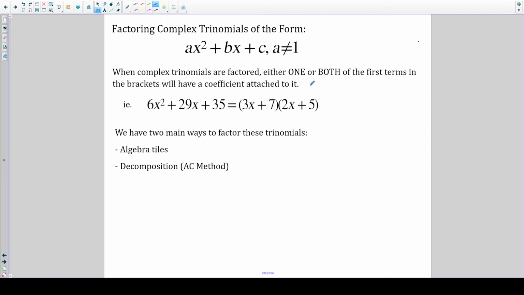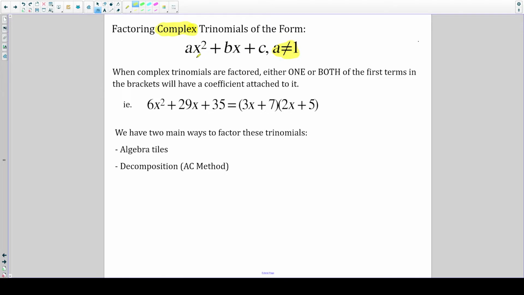For this next section of the outcome, this is really the meat and potatoes of AN5. So we're going to talk about factoring trinomials, more specifically complex trinomials. If you were to look at some textbooks or other internet resources, they define complex trinomials as being of the form ax squared plus bx plus c, where a is not equal to 1. We consider these complex trinomials.